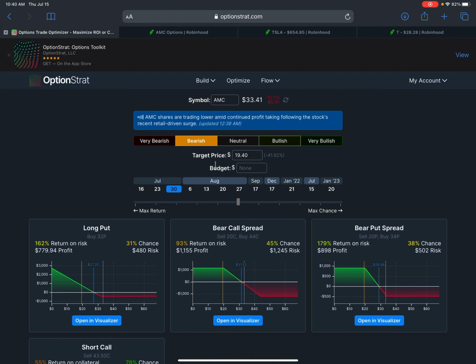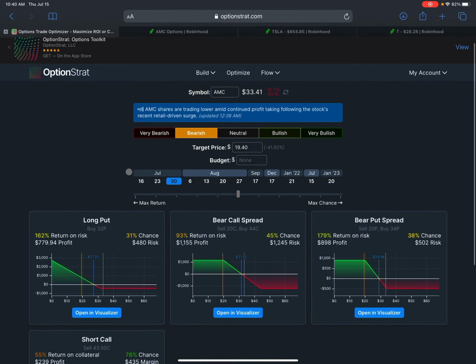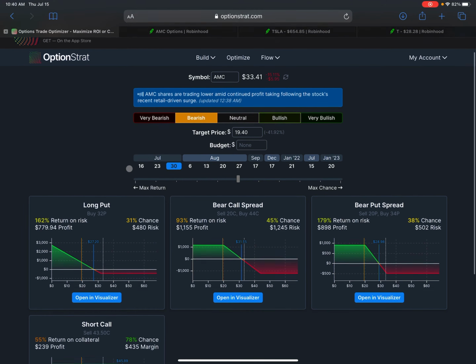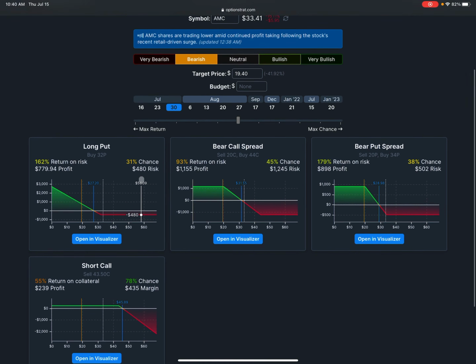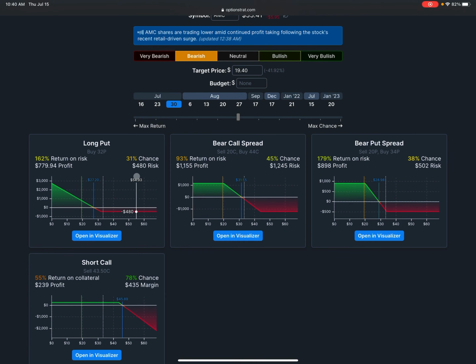Because I normally like playing options with about a couple weeks or at least a month out. So for this example, let's just do July 30th. Over here, it gives you 4 different options that you can play for AMC if you are bearish. For example, if you want to do a long put, it gives you the return on risk. So you're possibly able to make up to almost $80 on this trade.